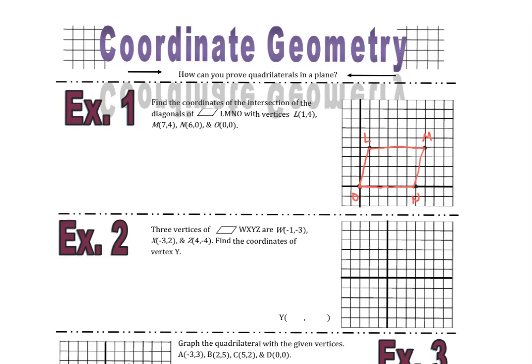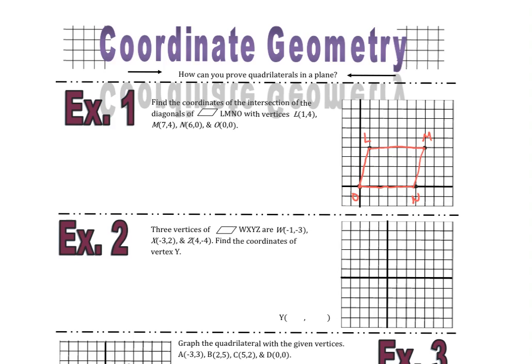This is coordinate geometry. Starting with number one here. Basically, what we're doing in today's lesson is proving that we know a quadrilateral in a plane. We're proving that the quadrilateral is either a parallelogram, a square, a rectangle, a rhombus, or a trapezoid. We're going to prove that they are those shapes based off of what we know about the properties of these different quadrilaterals.